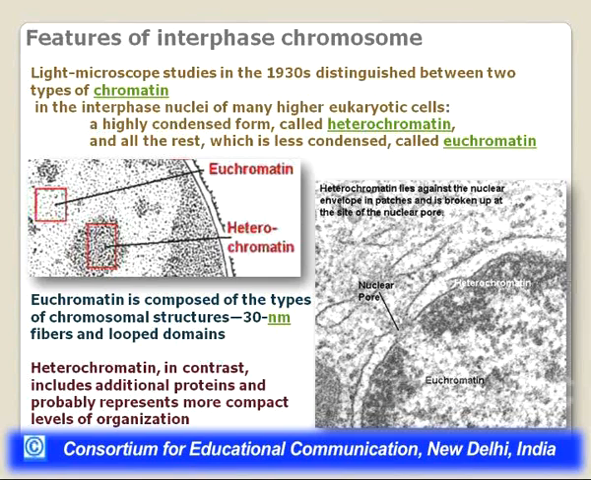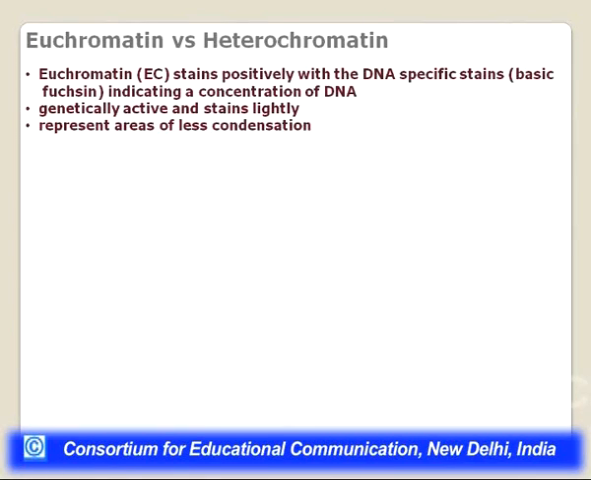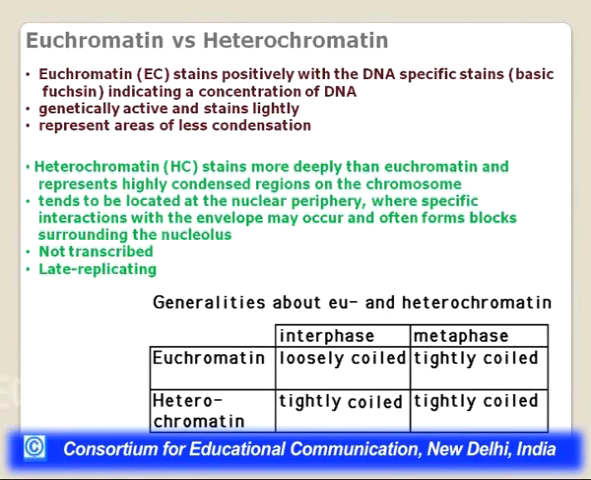Condensation occurs in the heterochromatic region, which is the darkly stained. So we discussed the euchromatin versus heterochromatin part. The most important part is that the euchromatin is genetically active, whereas the heterochromatin is said to be genetically inactive and late replicating. However, this is not completely true because some of the genes are also located in the heterochromatic part and may be transcribed when needed.